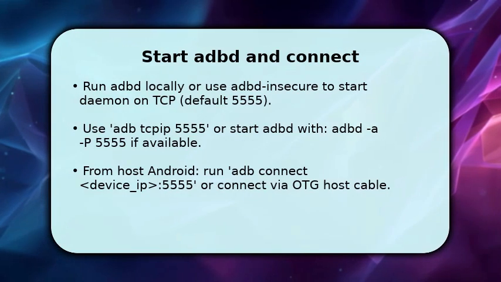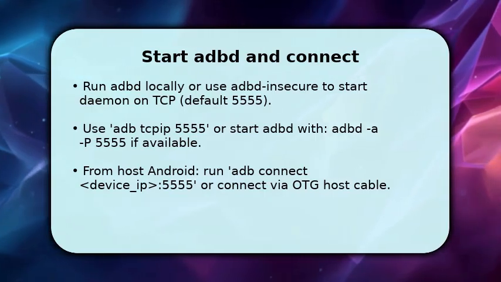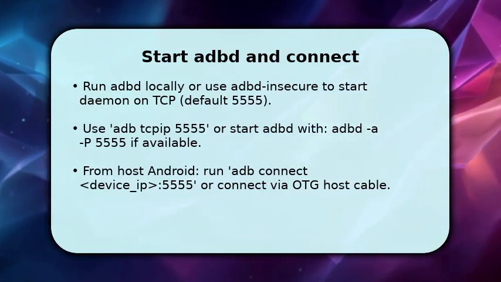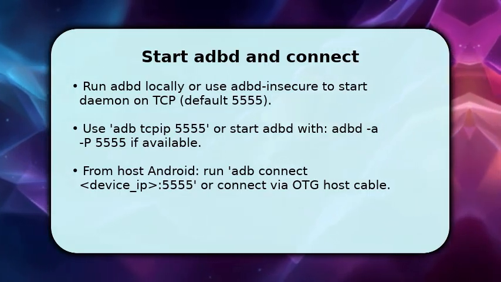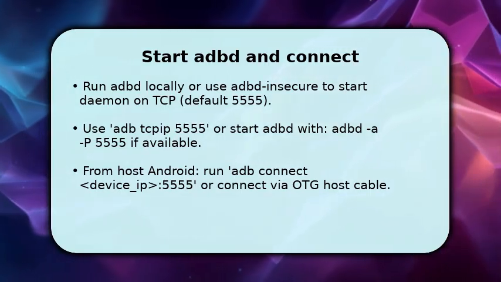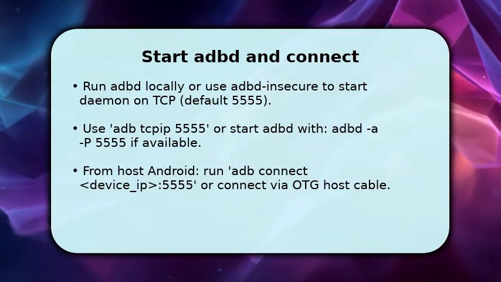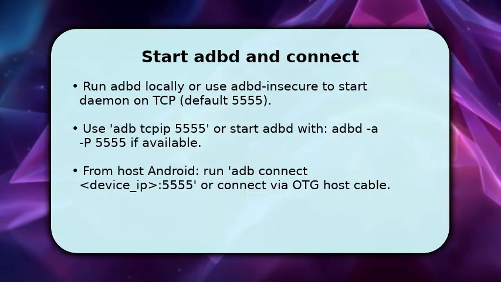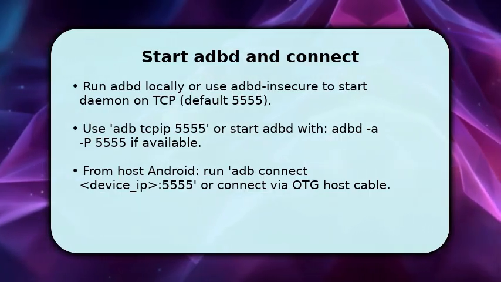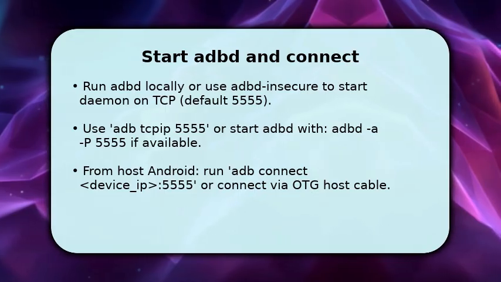Now start the daemon and establish the link. If you have a rooted phone, run ADB as Insecure or launch ADB specifying port 5555 so it listens over TCP. This avoids a PC. Without root, start Termux's ADB binary if available, or attach a second Android as USB host via OTG and run ADB from that device.